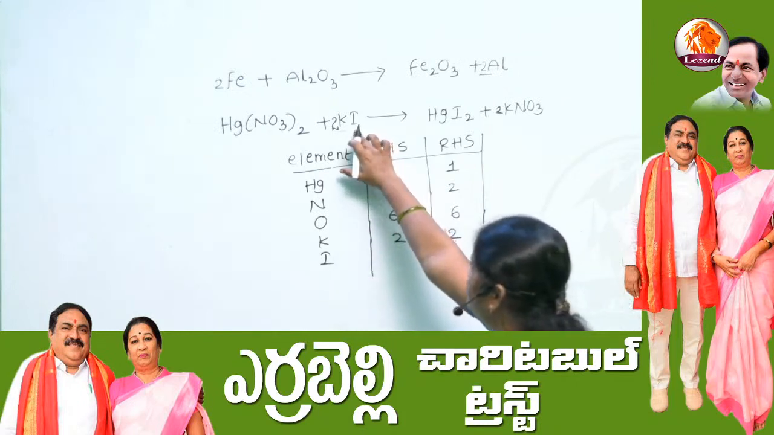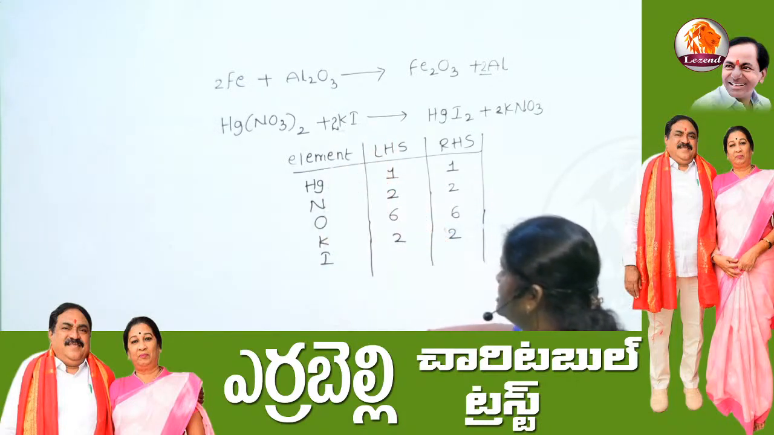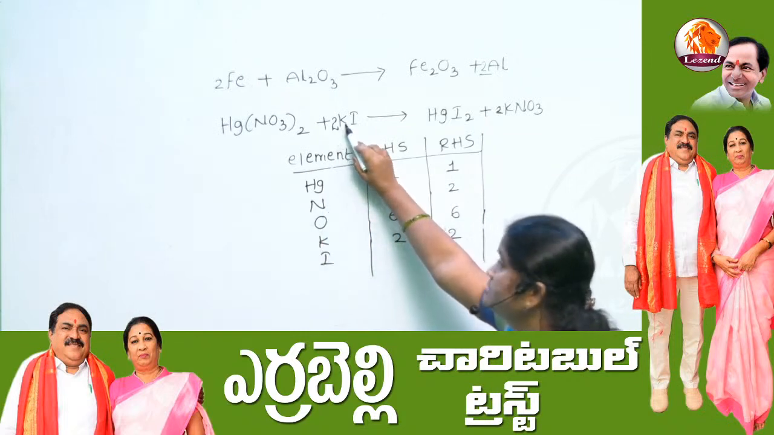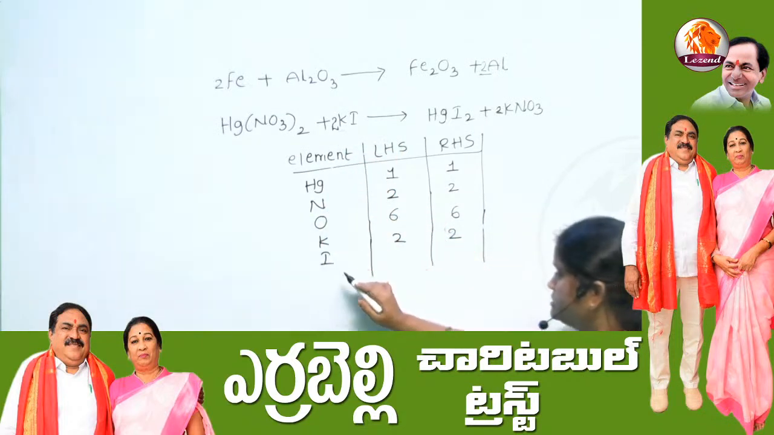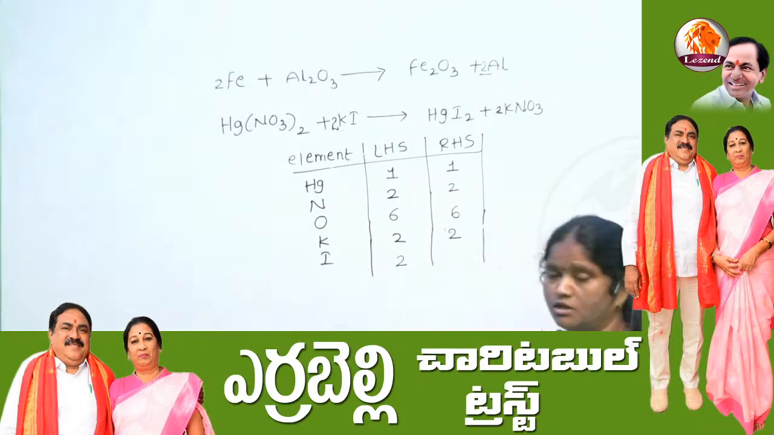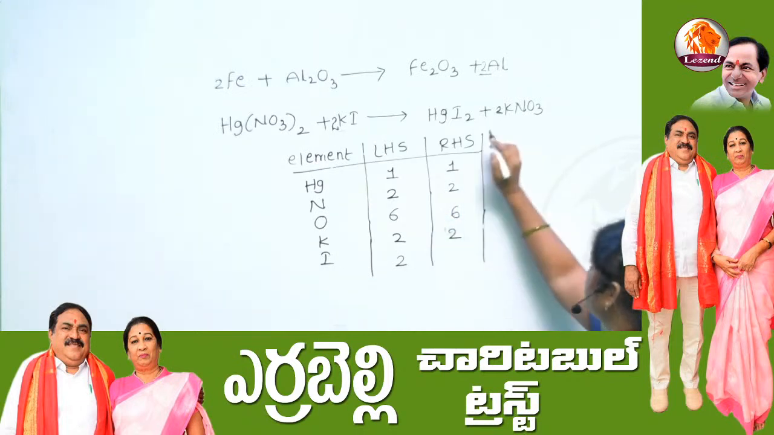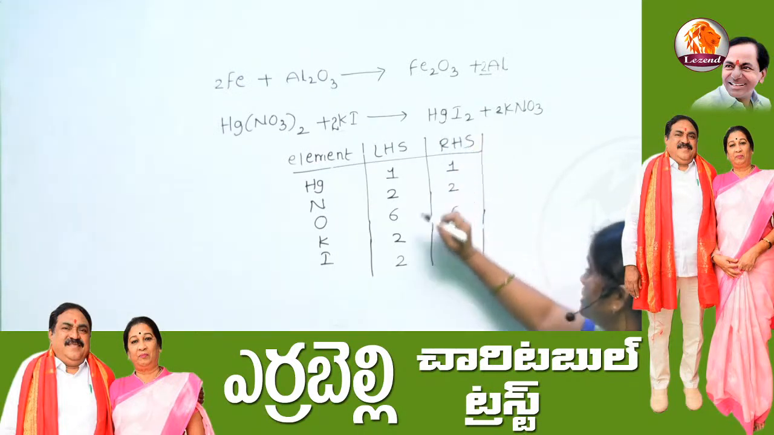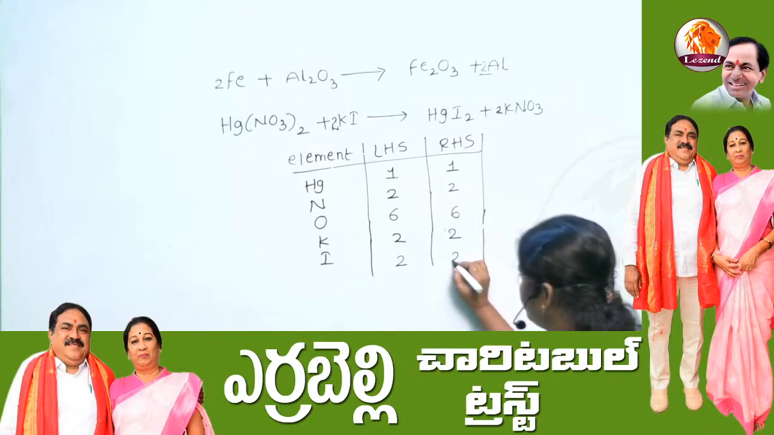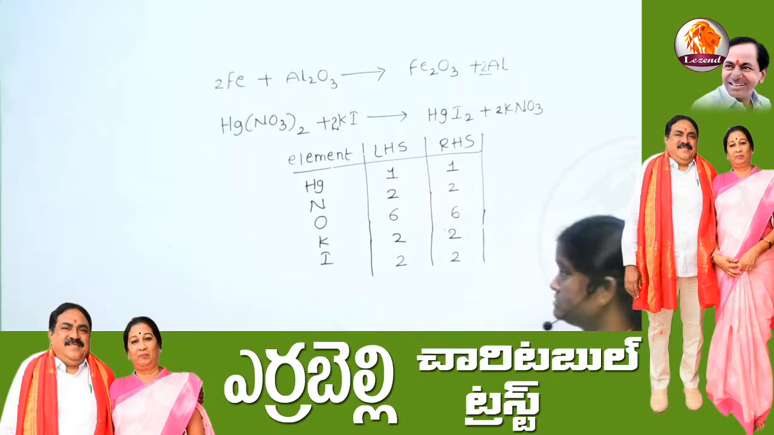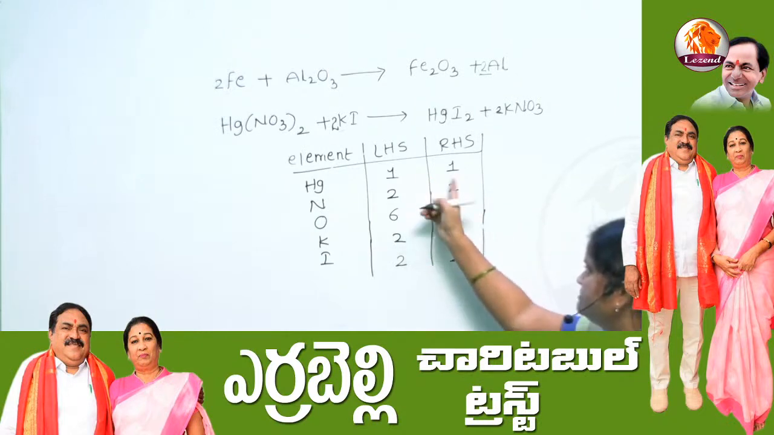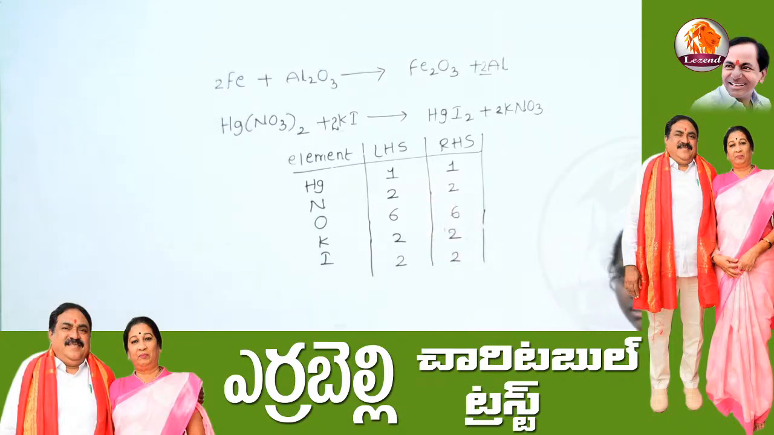Iodine: on the left side, how many do we have before potassium iodide? We have the number 2, which indicates 2 atoms of potassium and 2 atoms of iodine. So iodine on the left side also has 2 atoms. On the right side, HgI2, mercuric iodide, also has 2 atoms of iodine. So if we look at the table, the atoms of each element on both sides are the same number, then we can confirm the given equation has become balanced.